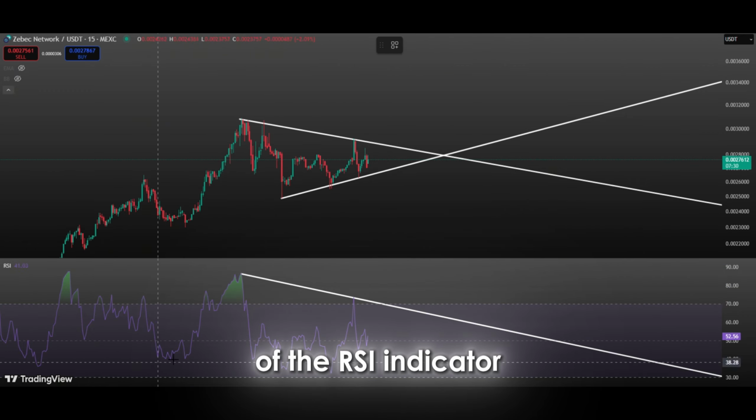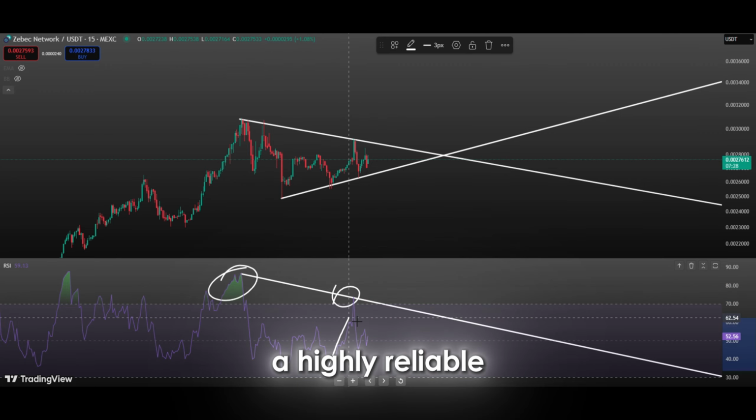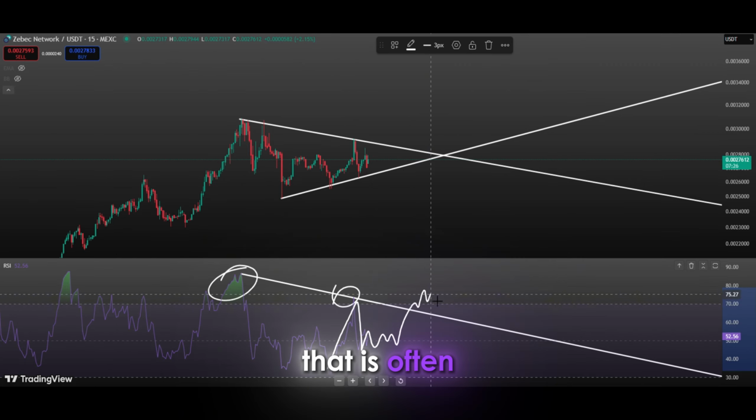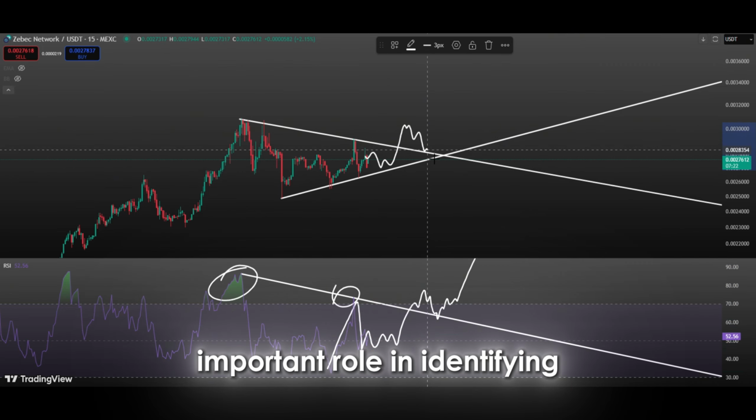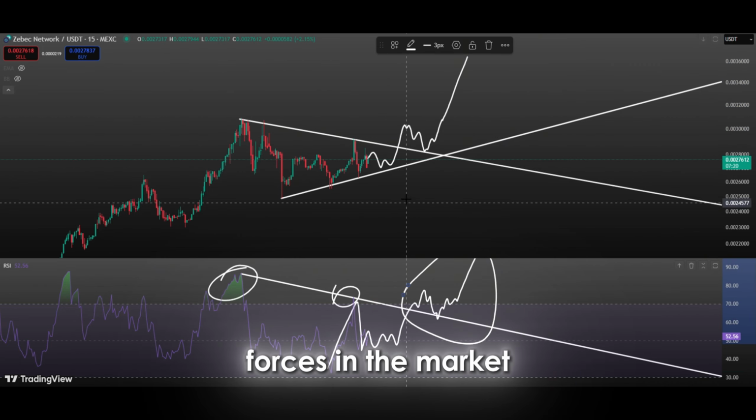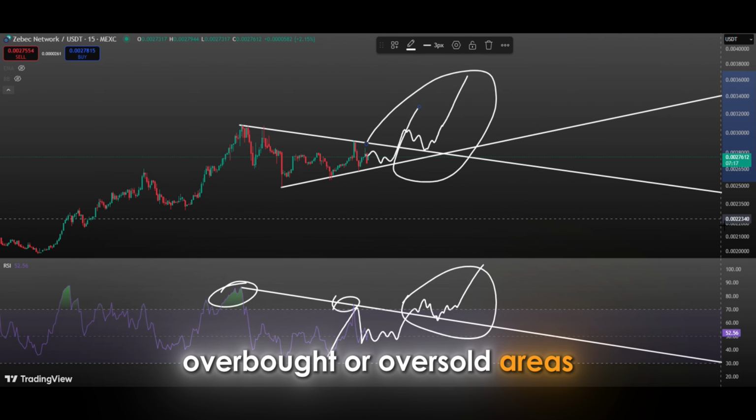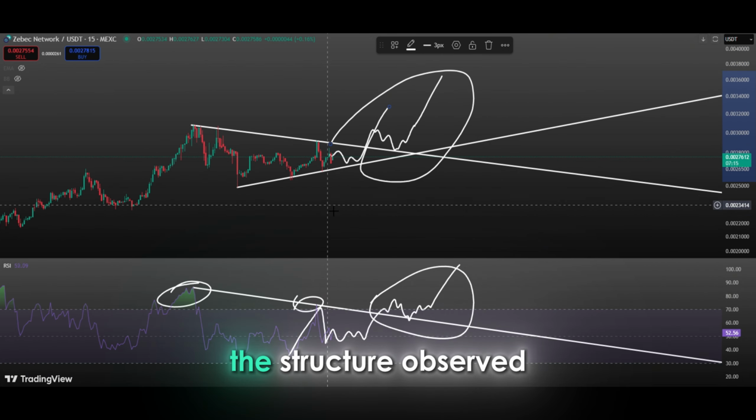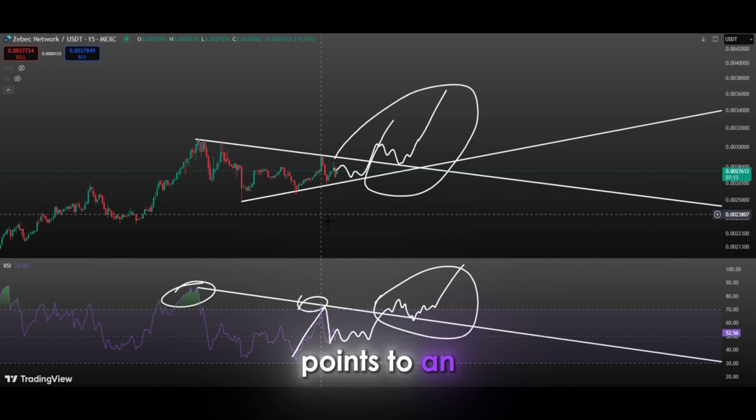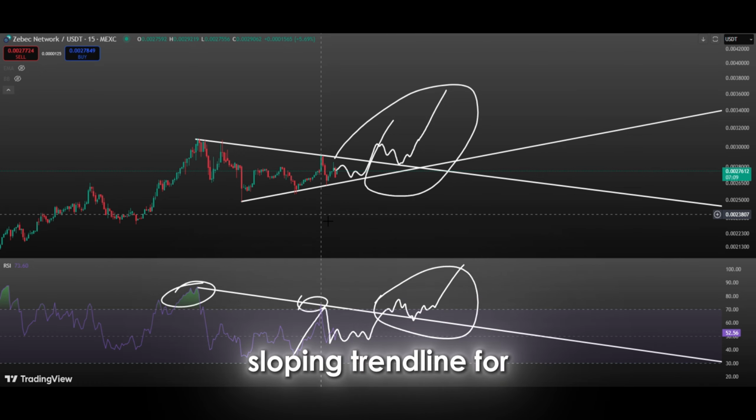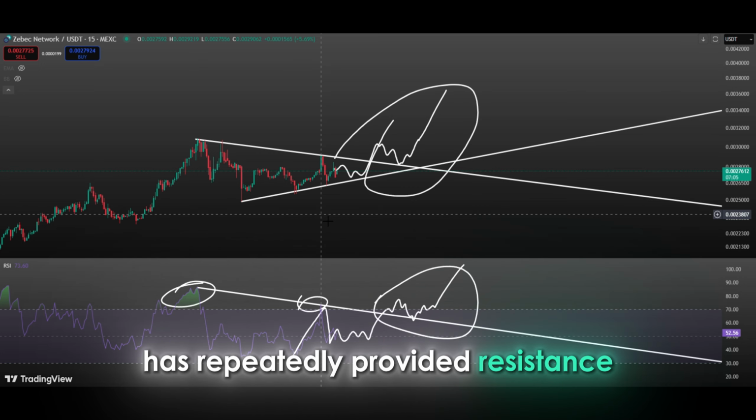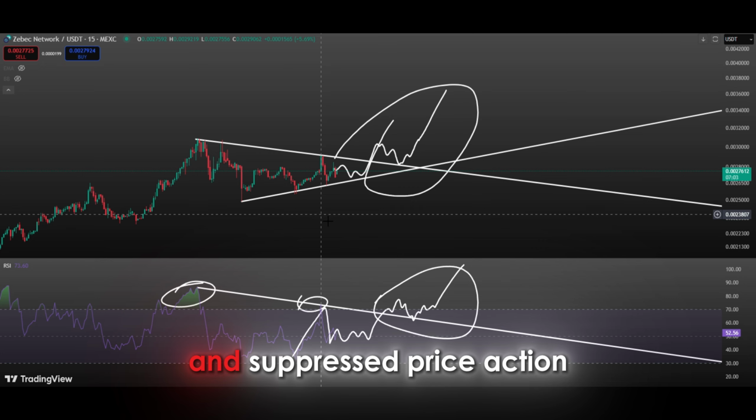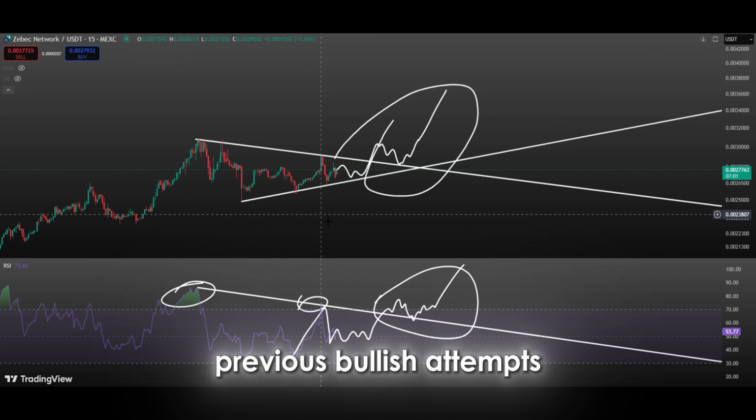Looking at the overall structure of the chart, one of the elements that is particularly noteworthy is the development of the RSI indicator. The RSI is a highly reliable momentum indicator that is often used by traders and technical analysts and plays an important role in identifying the balance of forces in the market, overbought or oversold areas. In the current situation, the structure observed in the RSI points to an extremely critical level. This is because the indicator has had a downward sloping trend line for a long time, and this falling trend line has repeatedly provided resistance and suppressed price action during the RSI's previous bullish attempts.